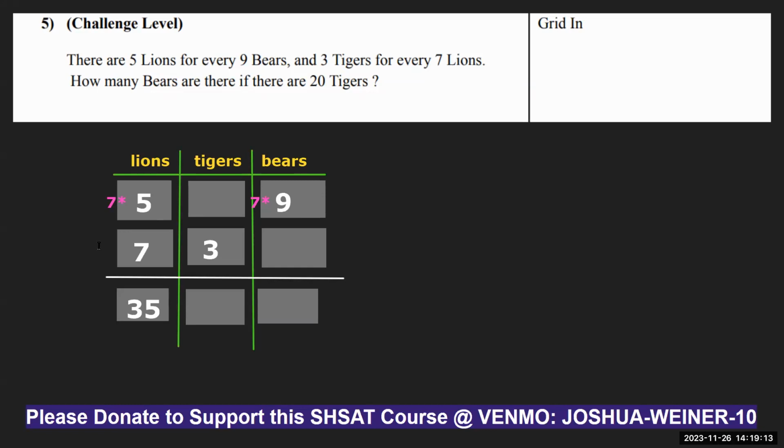And then 7 times 5 for the second ratio. So note that this is a different multiplier.